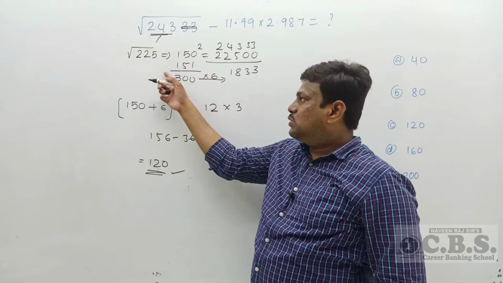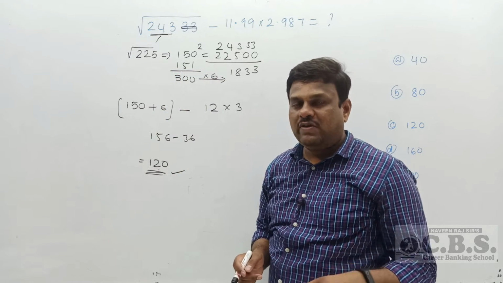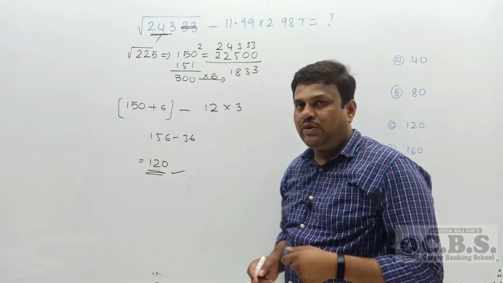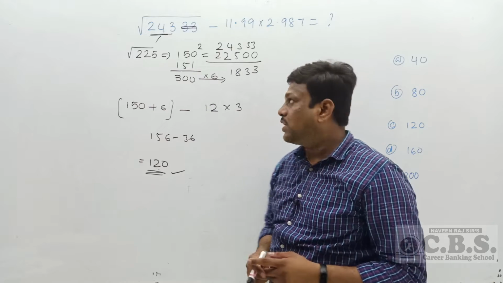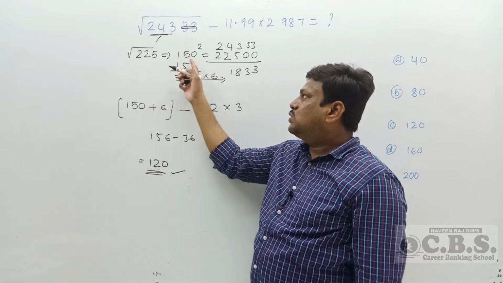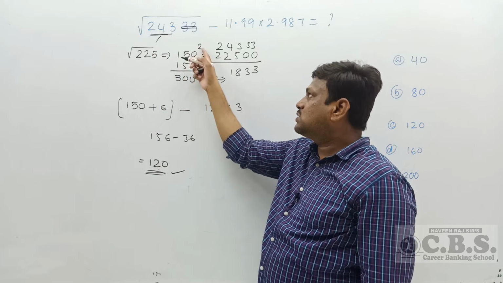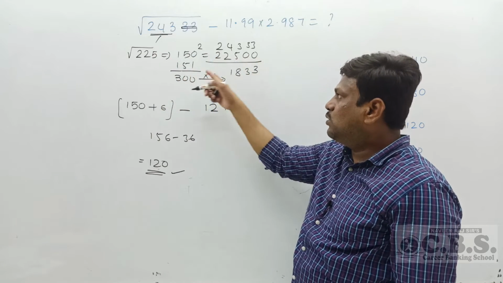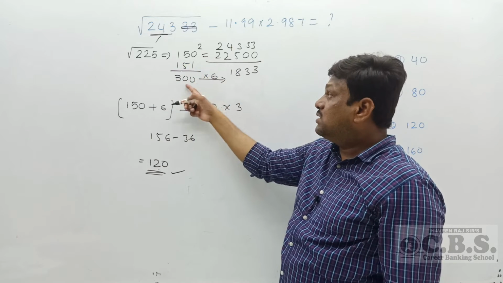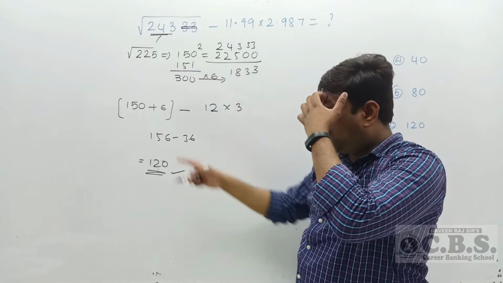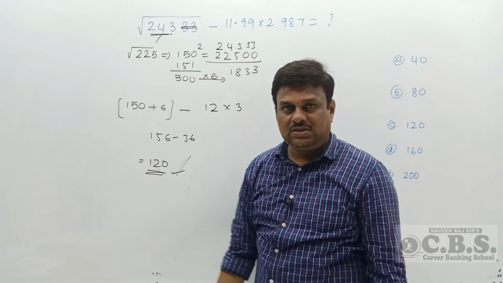Before doing this question, you need to watch how to find the square root of non-perfect and perfect squares. I gave that video in the description box in the previous video. You can watch it thoroughly and then come back to this question. Okay, so 225 is near to 243. 225 is 15 squared. 150 whole square is 22500. Next number of 150 is 151, 300 to get the difference, 1833. How many times do you get 300? 1800 is 6 times. So 150 plus 6, 156. 156 minus 36, how much is it? 120. So this is your answer.